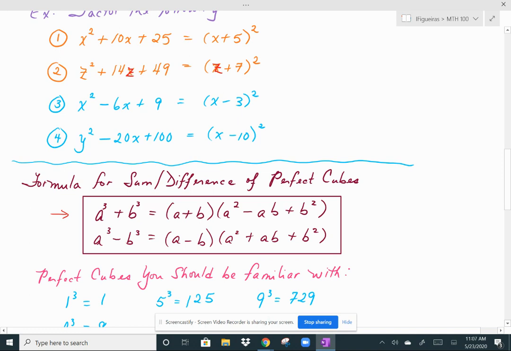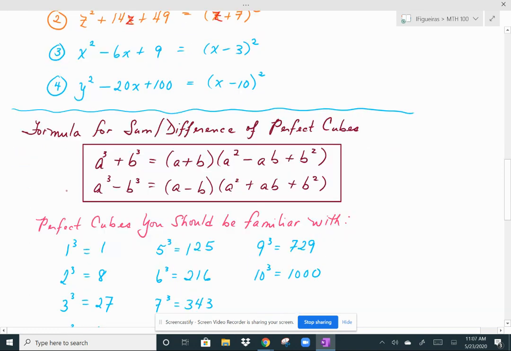And the second formula is really similar. a cubed minus b cubed. This time it's a minus b. Notice that the sign here matches with this. Same thing here. But when you do the trinomial, this middle term should be positive, and in the sum, this middle term is negative. Otherwise, everything else about the two formulas is exactly the same.